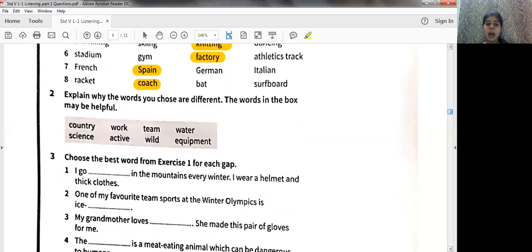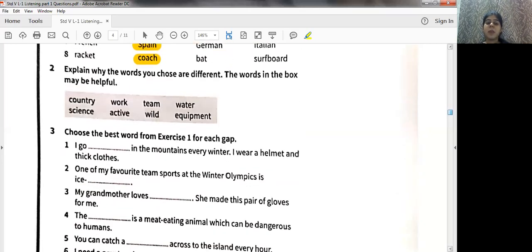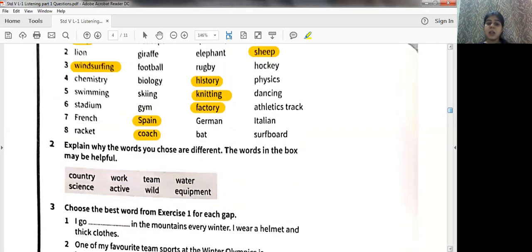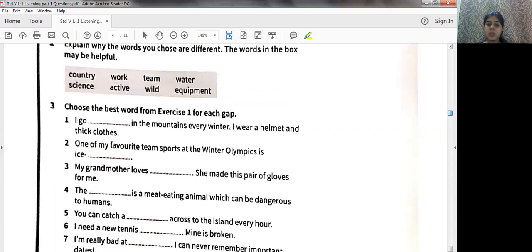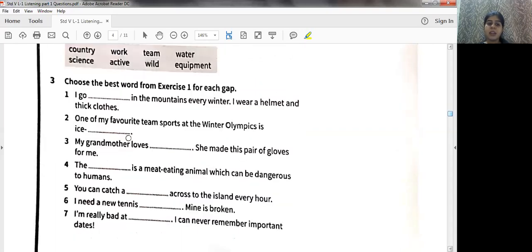Now, let us do question number 2. Explain why the words you chose are different. The words in the box may be helpful. Now, we have done this earlier. I have also explained to you why they are the odd man out. So this we have done. We'll move to part 3 now.